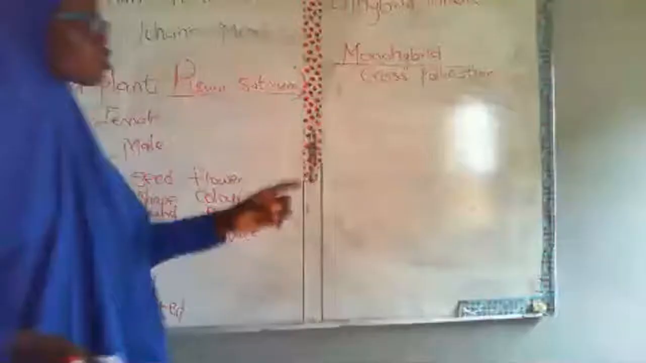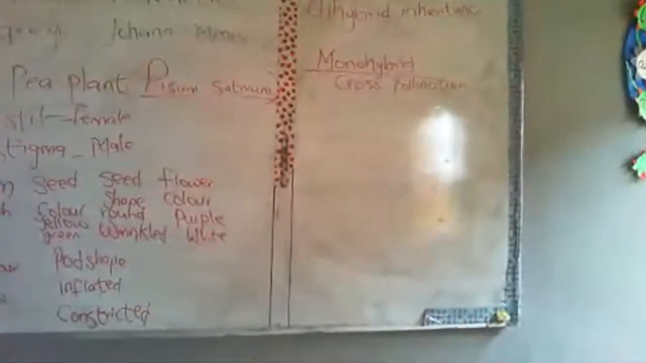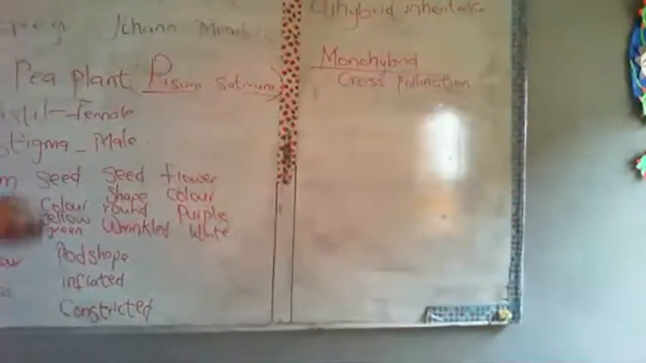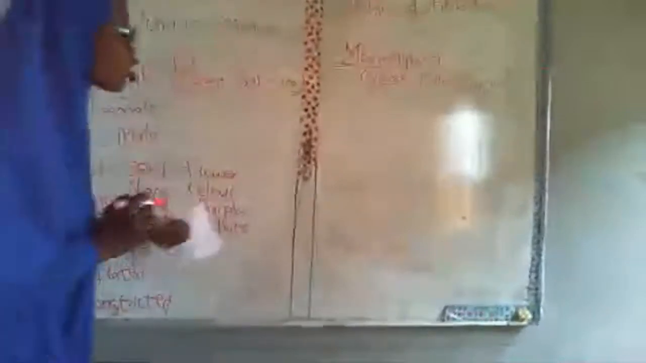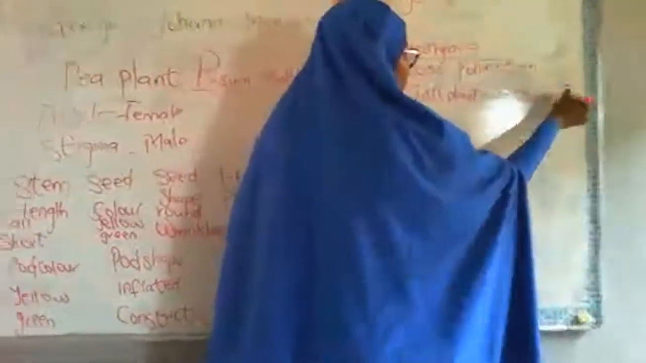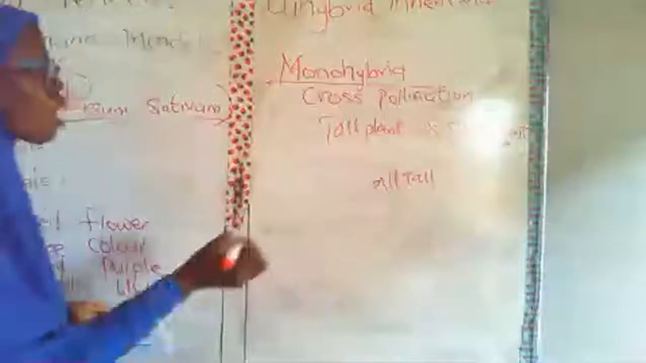So he picked the tall plants, then he picked the short plant, then he crossed them together. He picked the flowers. You know, in the flower we have the pistil and the stigma. So he picked one of the flowers, removed the stigma, and crossed it with another flower that has a pistil and stigma. Then he noticed that all the plants he got were all tall.